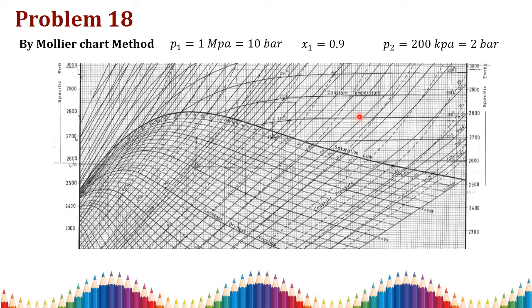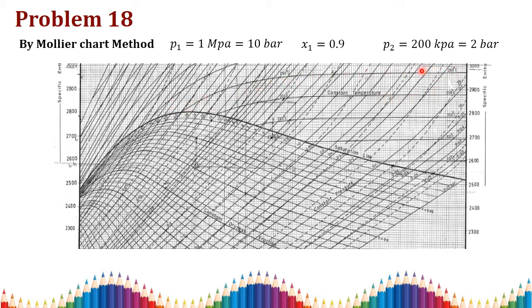So these are your constant pressure lines, and these dotted lines are your constant volume lines. Those values are also written here. And these lines are called constant temperature lines.